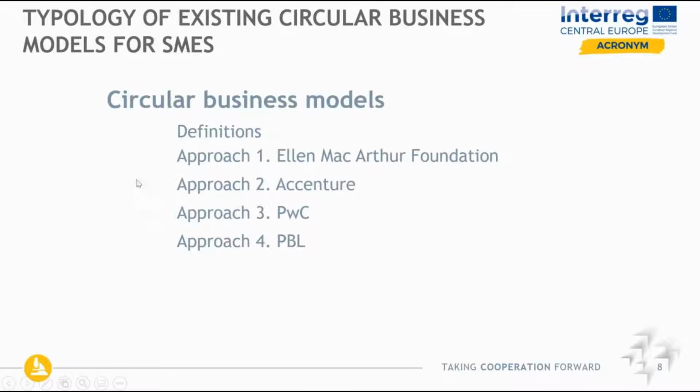There are different models, as I mentioned. I have listed 4 different models to define circular business models, different approaches. There are more, of course, and those 4 are not necessarily the best ones, but they appear to be to some extent popular, and it's a selection for starting. Any other typology can also be useful.